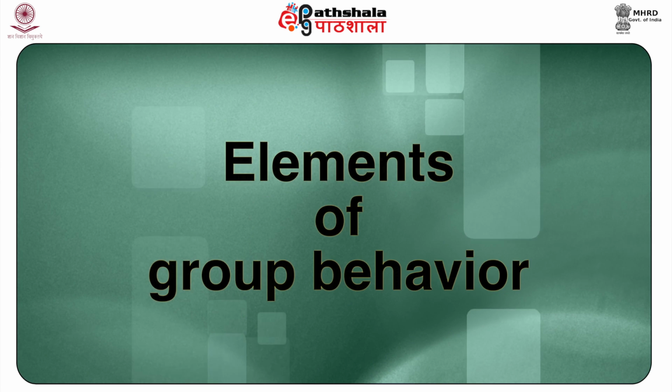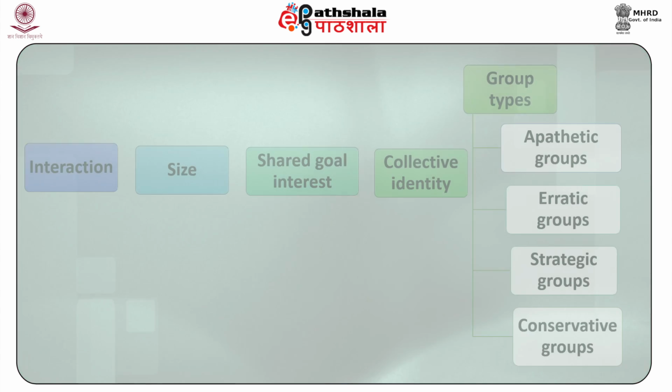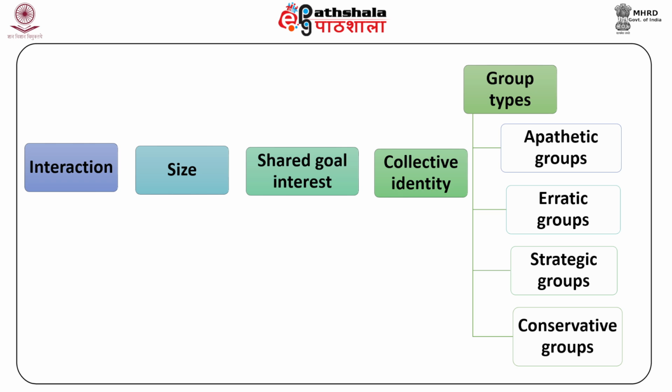Now we will discuss the elements of group behavior. The following are the elements of group behavior. First, interaction. Interaction between group members can be face to face or in writing, through letters and emails, or through telephone or any other form which allows communication between them.